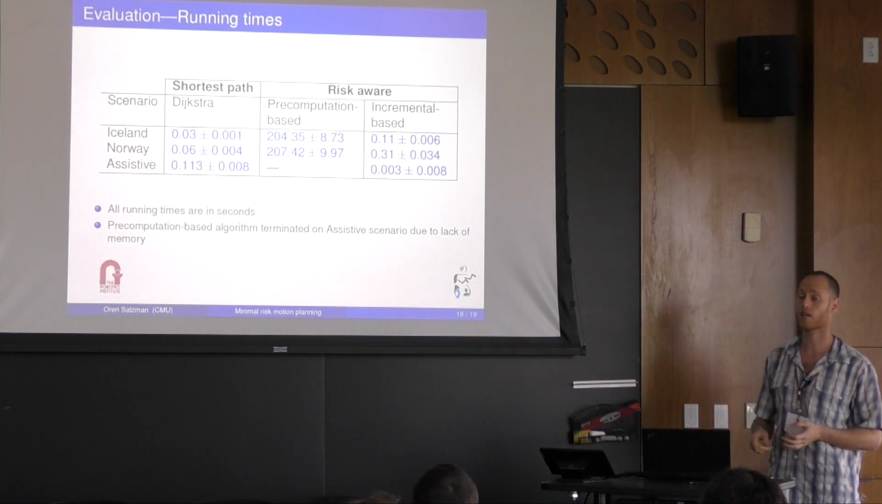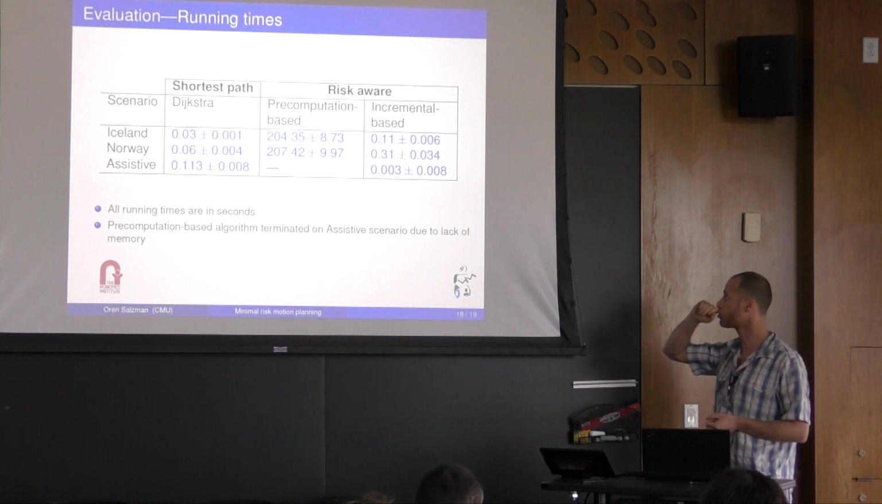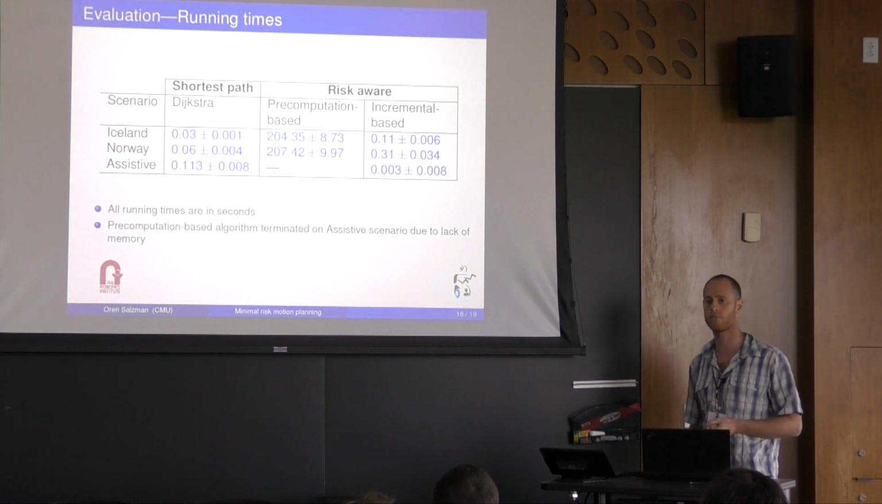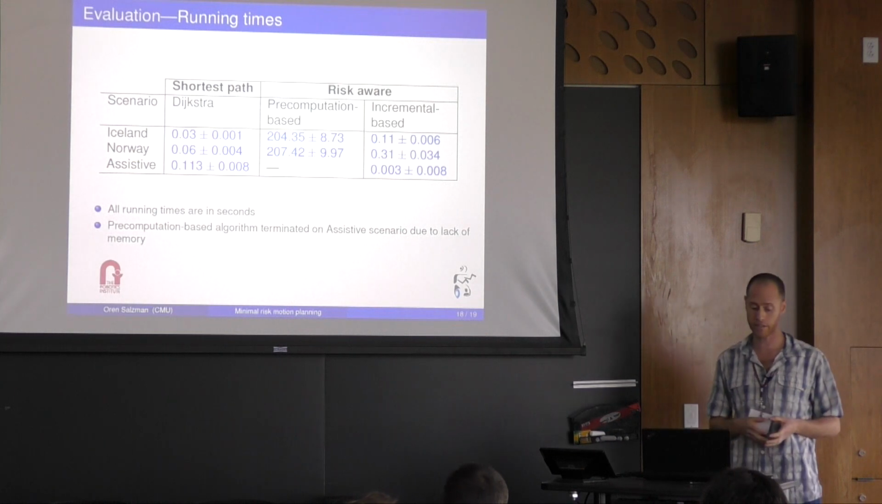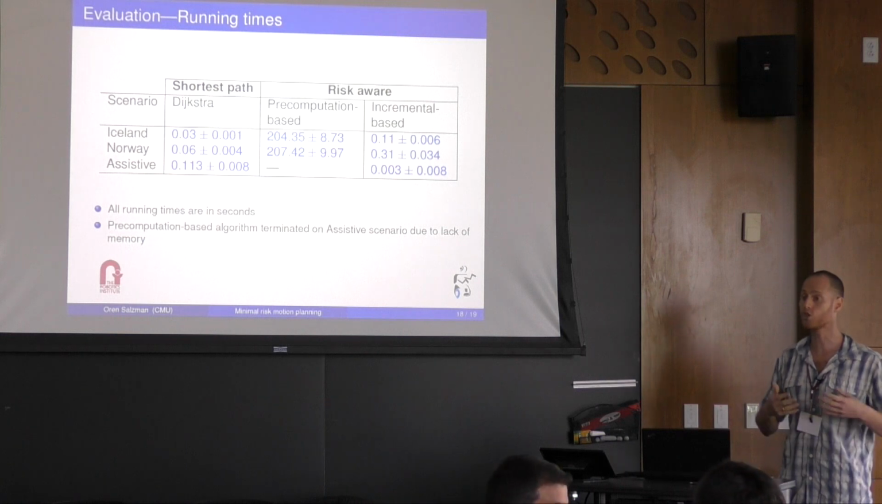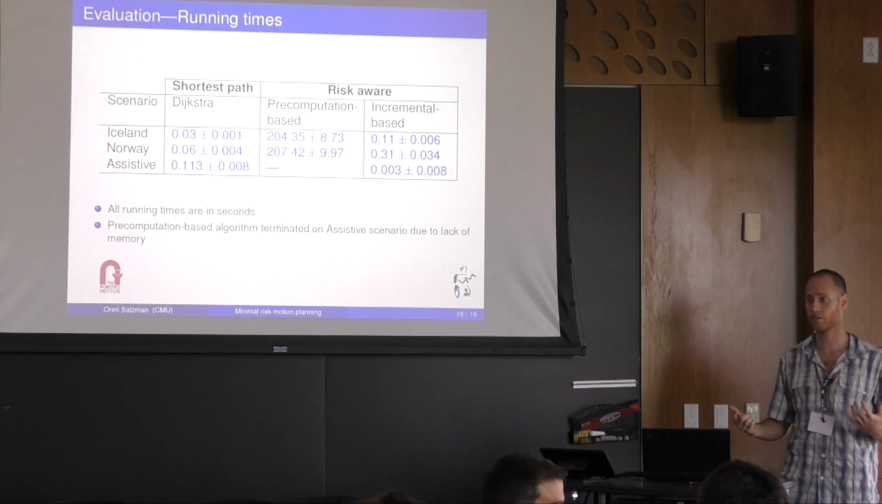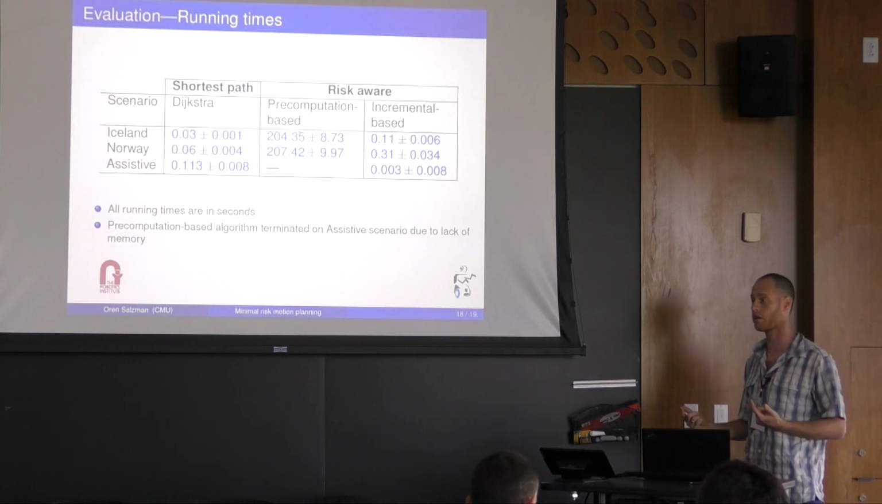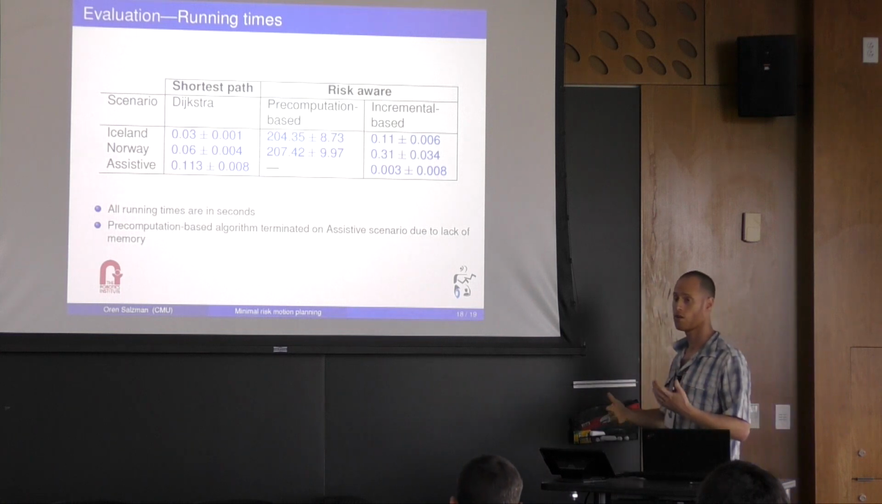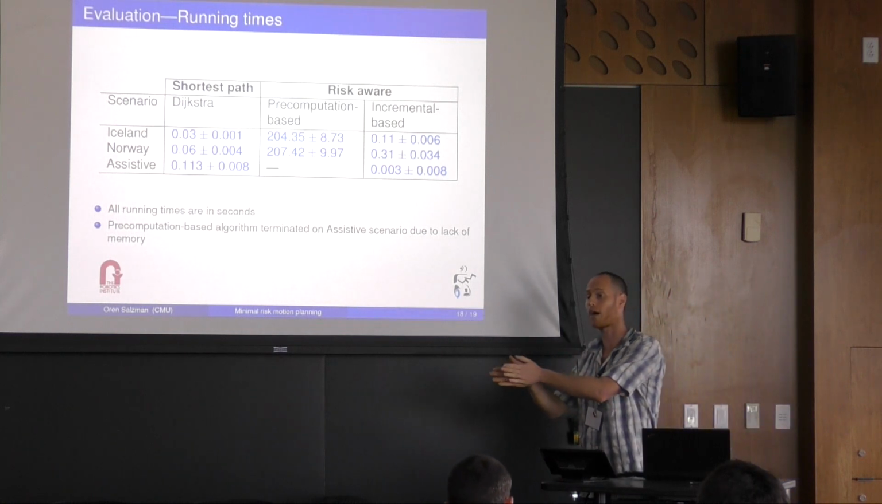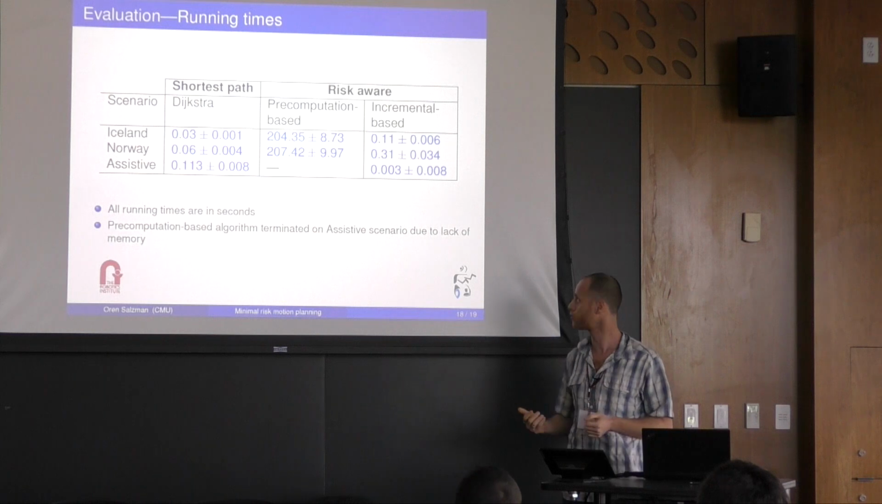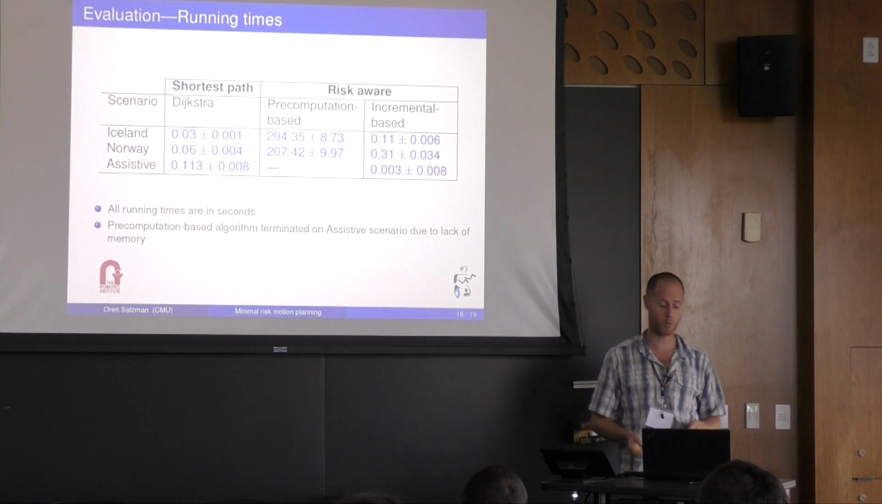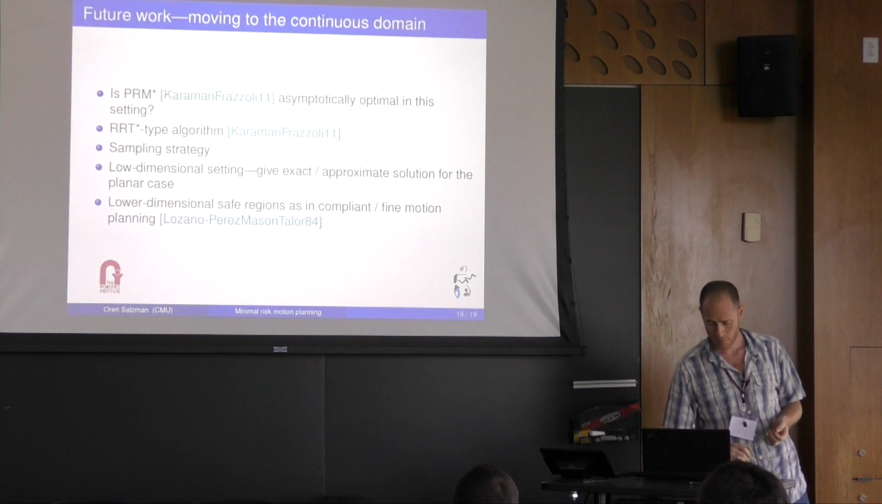Interestingly, Dijkstra's algorithm actually took several orders of magnitude longer than our incremental-based algorithm. And this is because in that specific scenario, most of the region was risk region, and Dijkstra's algorithm didn't take that into account, while our algorithm naturally was biased to go through the safe region. So this is really what we wanted to happen, which was nice.